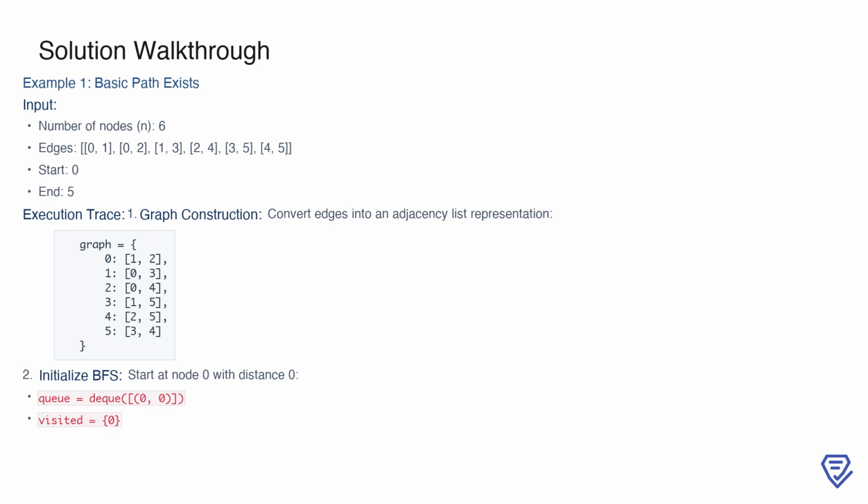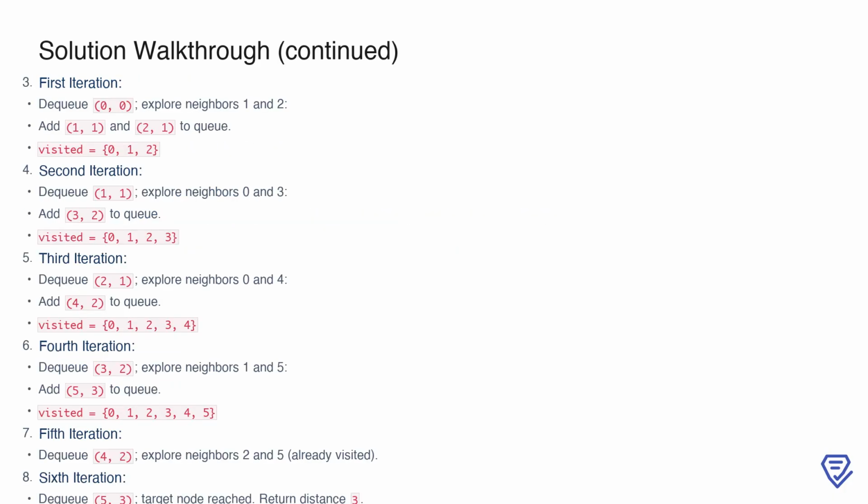Once the graph is constructed, we initialize a breadth-first search, or BFS, starting at node 0 with a distance of 0. At this point, the queue contains only the starting node, and we mark node 0 as visited to avoid revisiting it during the search. The BFS begins by processing nodes level by level. In the first iteration, we dequeue node 0, which has a distance of 0, and explore its neighbors, nodes 1 and 2. Both are added to the queue with an updated distance of 1, and we mark them as visited.